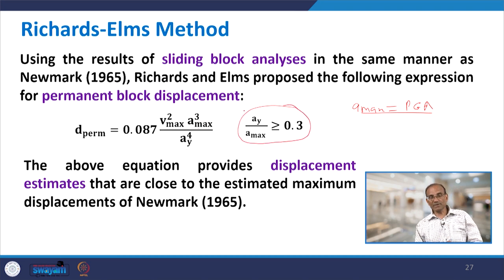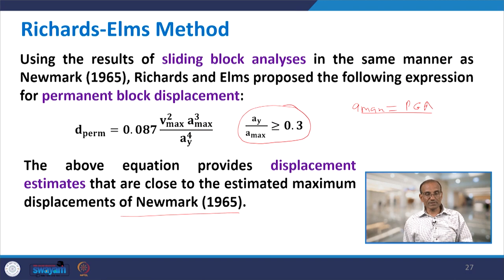The above equation provides displacement estimates that are close to the estimated maximum displacement of Newmark 1965. So it has been observed that the displacement estimated from the above equation is very close to the displacement calculated from the Newmark method.